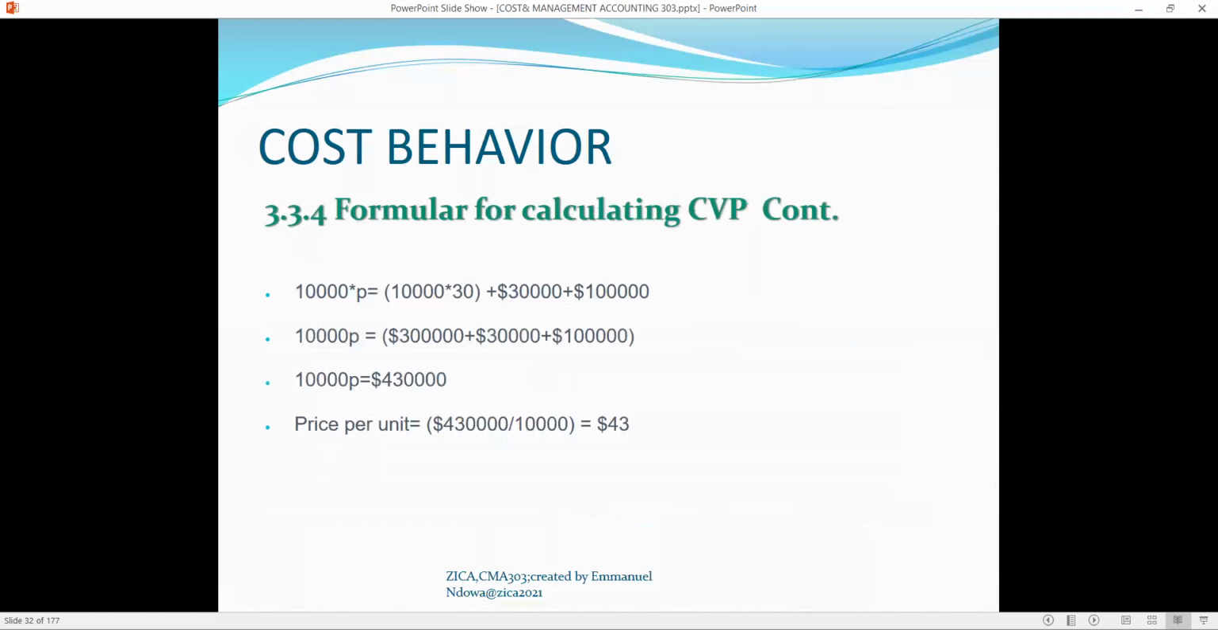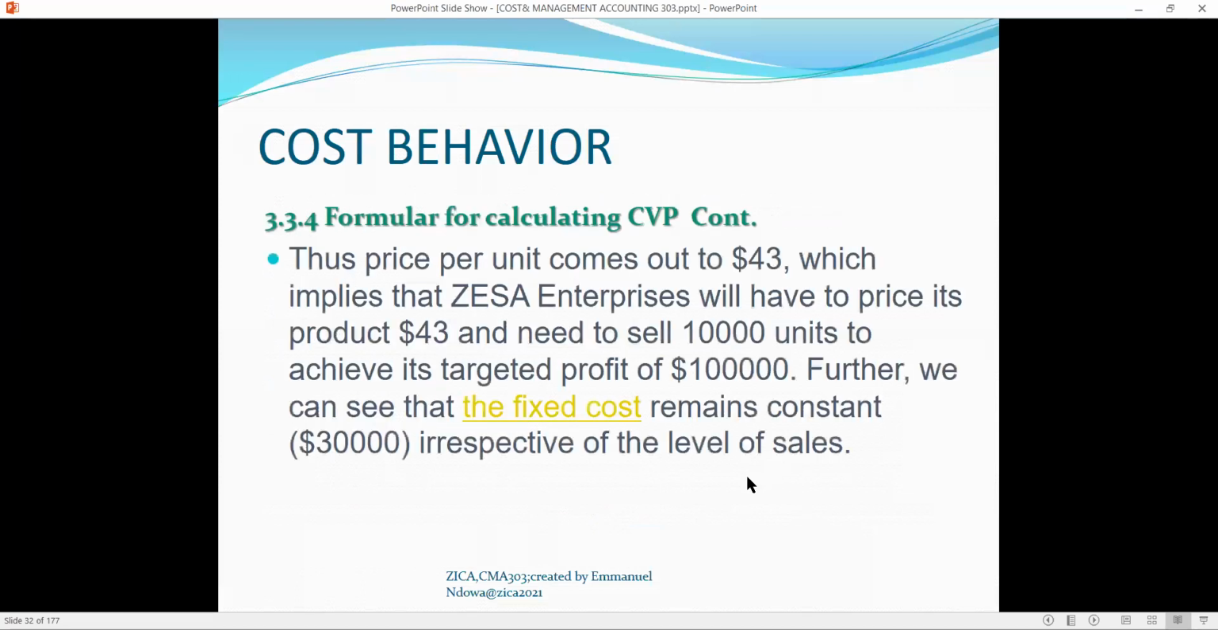So basically, if we are having 10,000 units, our missing element is the price. If we say 10,000 units multiplied by the price, we will then be in a position to get the total revenue, isn't it? But in order to get that total revenue now, sorry, I've got an internet interruption. I'll come back to you soon.